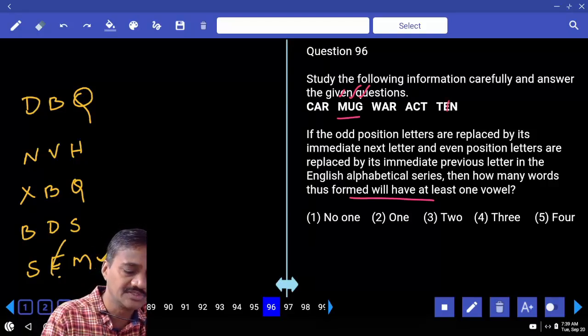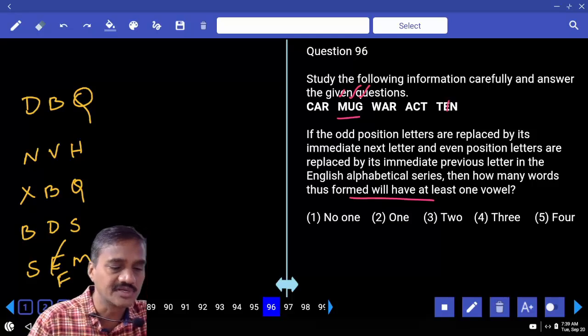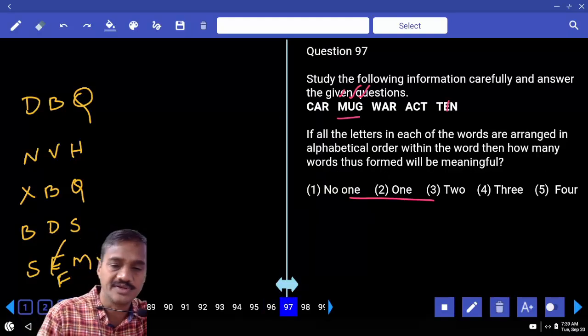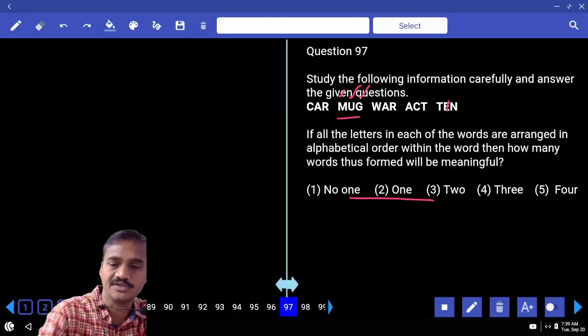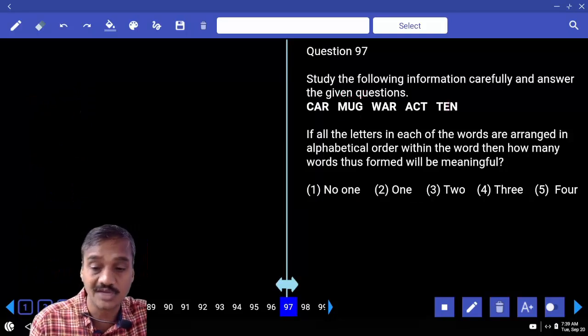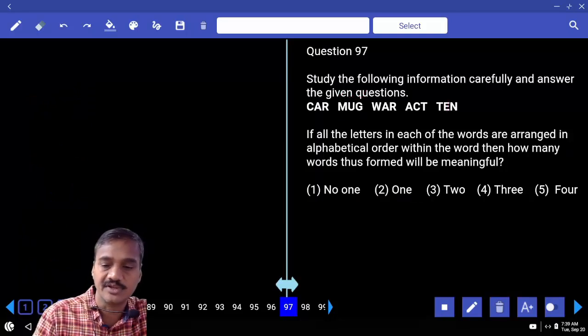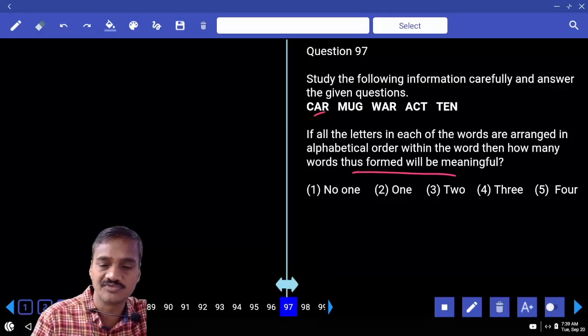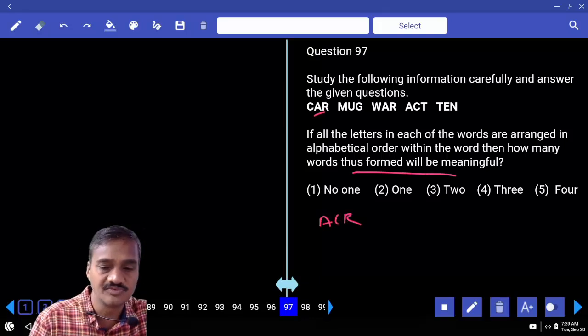ఈ ప్లేస్ వల్ల ఏం చేయాలి చెప్పండి? If none of the words are having vowels, none, that is choice 1. Then 97. If all the letters in each of the words are arranged in alphabetical order within the word, then how many words thus found will be meaningful? If all the words are arranged in the alphabetical order ACR, is it a meaningful word?